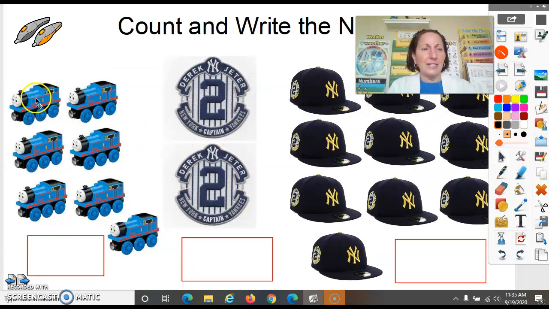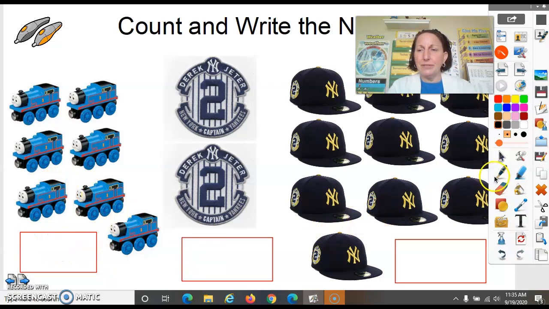All right, let's count the trains. 1, 2, 3, 4, 5, 6, 7. And then you're going to write the number 7. Let me get my pen. Write the number 7. There you go. Now let's count Derek Jeter. 1, 2. There are 2 of them.